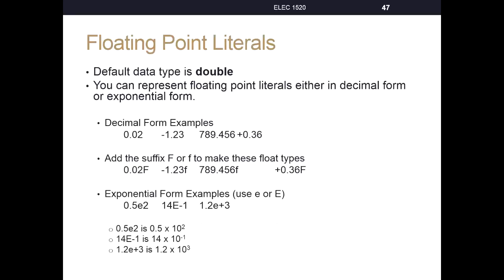Floating point literals: the default data type is double. So if you type 0.02, the data type of this is a double. All of these are base 10 numbers. We tend to write base 10 for floating point. We don't write hexadecimal floating point or octal floating point. We work in base 10. So minus 1.23, the data type is a double.